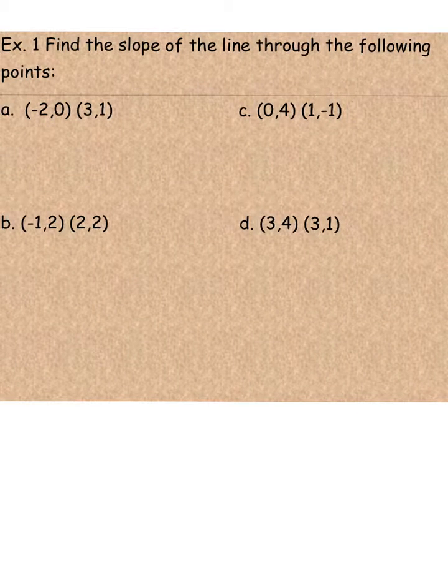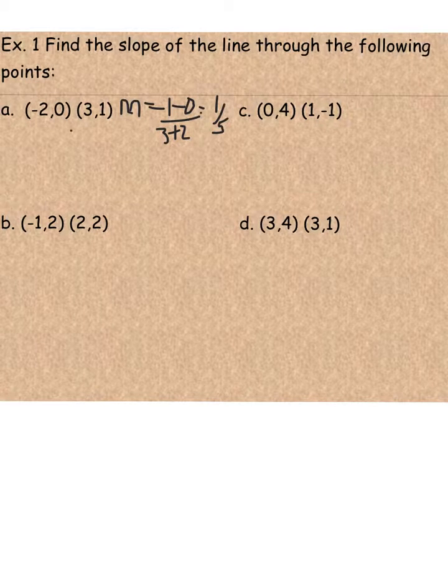So here we have 4 examples where we want to find the slope of the line through the following points. In our first example, we have (-2, 0) and the point (3, 1). We're going to calculate the slope between those 2 points using our slope formula. So we'll subtract our y values, which will be 1 minus 0. We'll subtract our x values, which will be 3 plus 2, and that will give us a slope of 1/5.